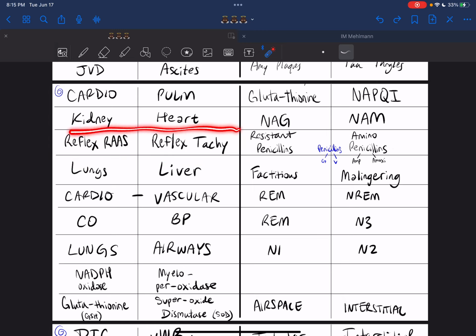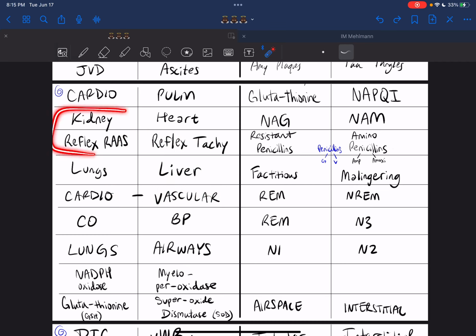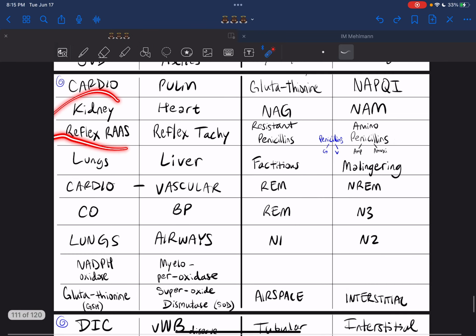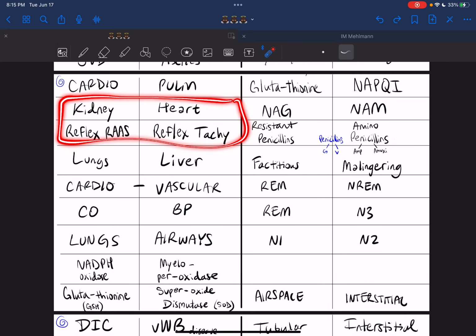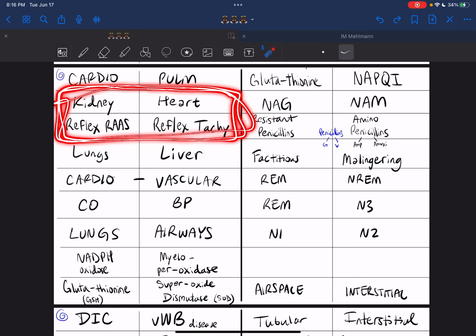Reflex RAS versus reflex tachy equals kidney versus heart. So when blood pressure is low, the heart responds by freaking out and beating faster, tachycardia, trying to compensate for it, which doesn't even work, by the way. And then when the blood pressure is low, the kidney will respond by doing a RAS response, renin angiotensin aldosterone response, to try to increase your blood pressure by retaining fluid. So they both respond to the same thing, blood pressure, the same end goal. They both have their own response they do to try to maintain that blood pressure when it drops low. That's one of the reasons why they're the kings of blood.